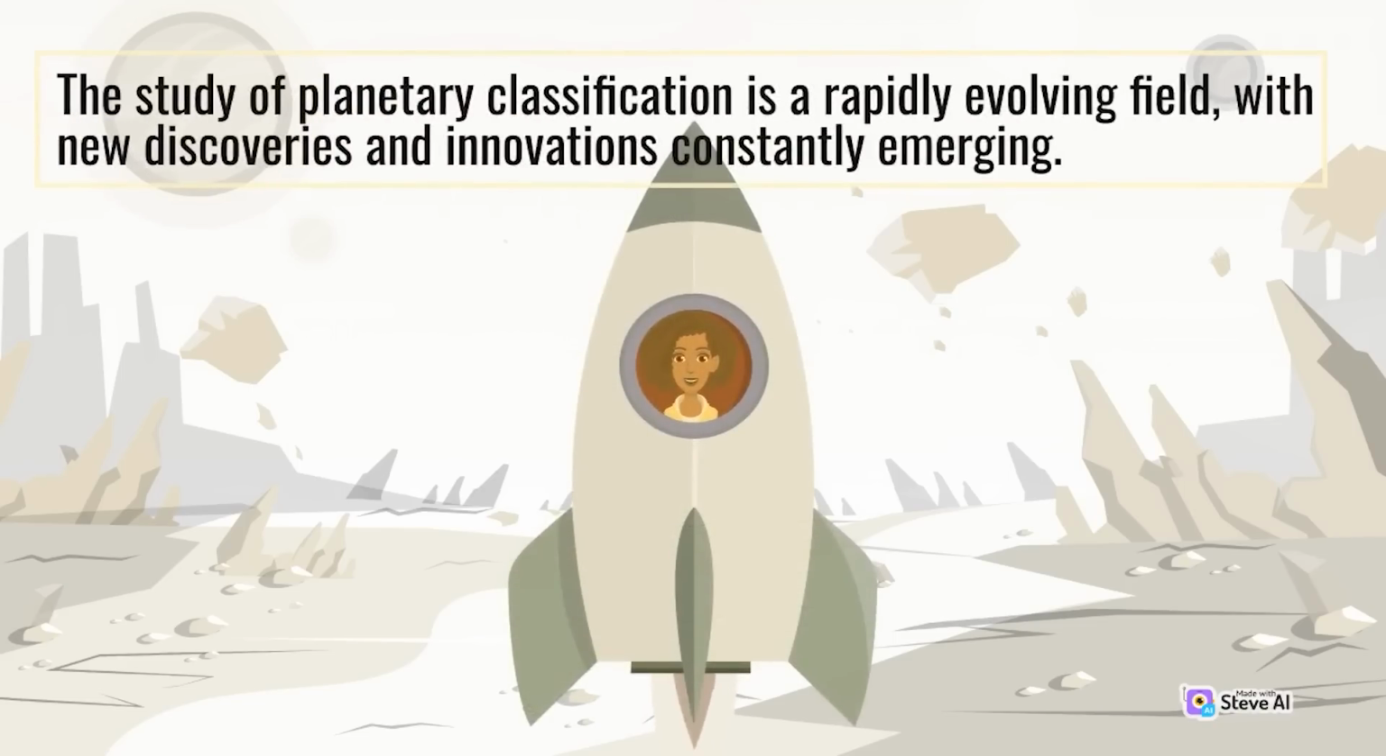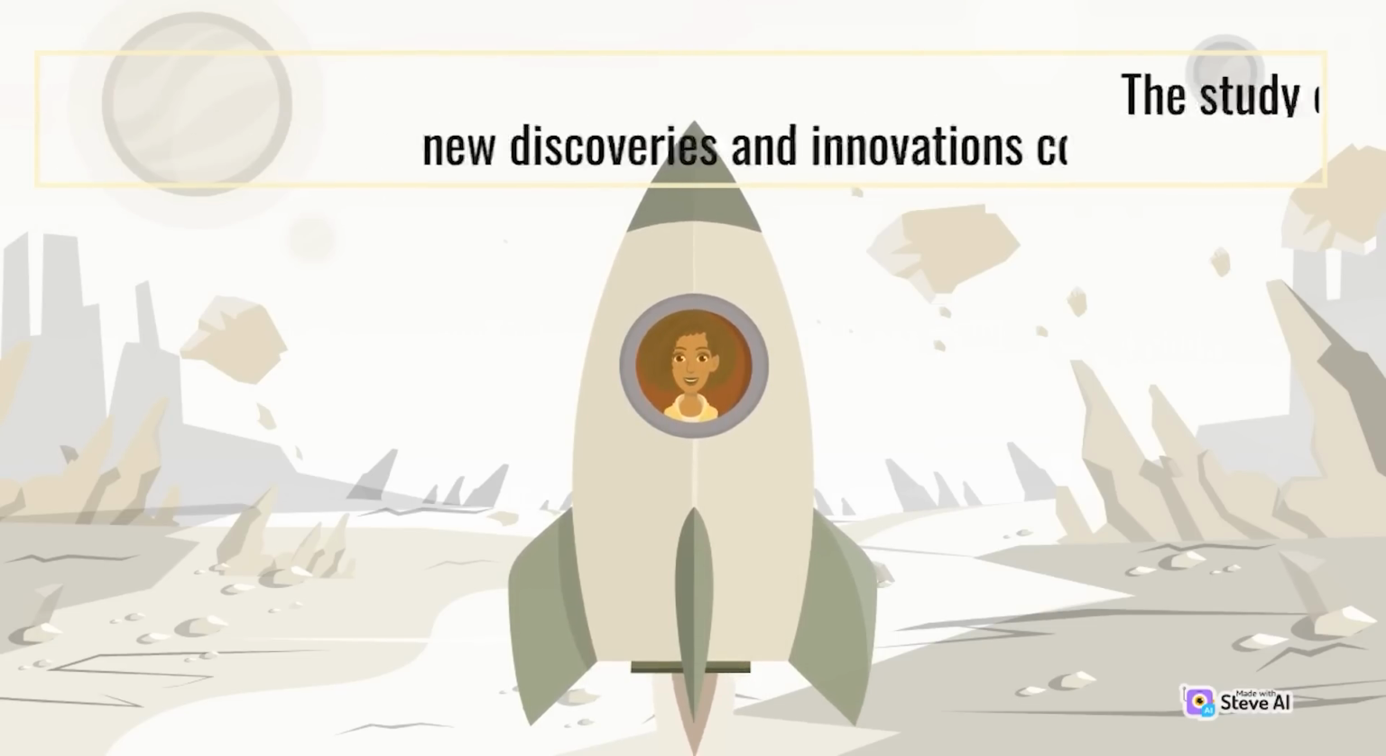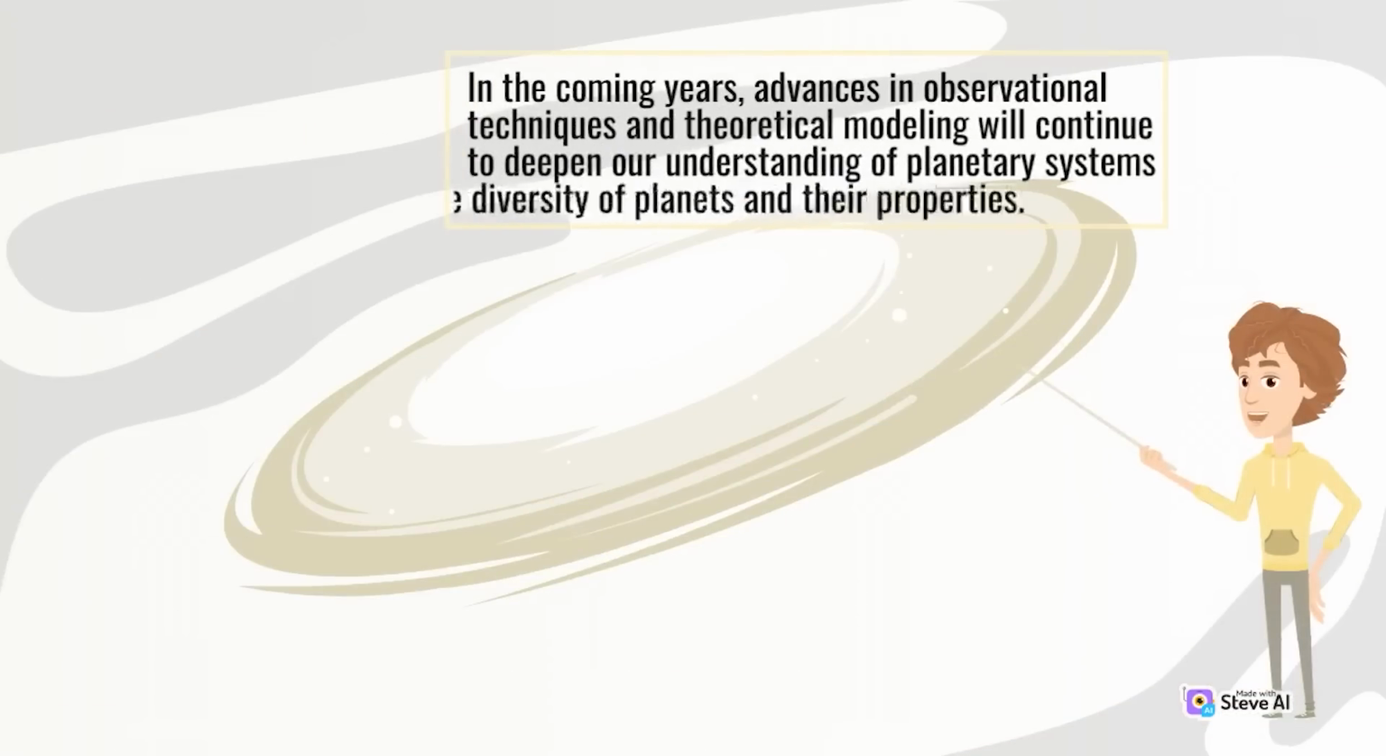Future directions. The study of planetary classification is a rapidly evolving field, with new discoveries and innovations constantly emerging. In the coming years, advances in observational techniques and theoretical modeling will continue to deepen our understanding of planetary systems and the diversity of planets and their properties.